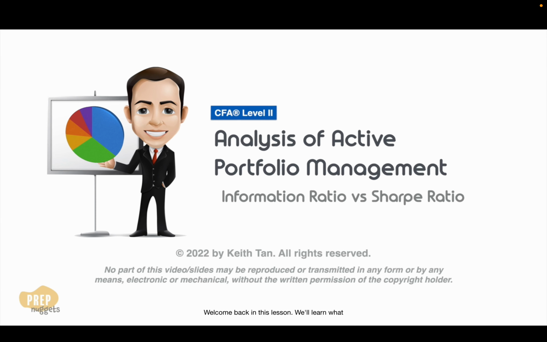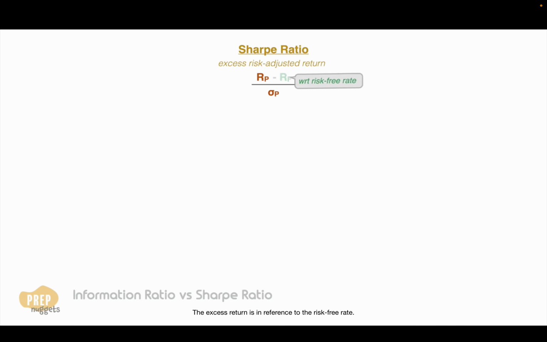Welcome back. In this lesson, we'll learn what the information ratio is and how it compares to Sharpe ratio. Let's jump right in. We've learnt the Sharpe ratio in level 1, which measures the excess risk-adjusted return of a portfolio. The excess return is in reference to the risk-free rate.